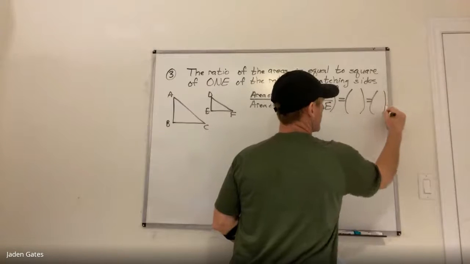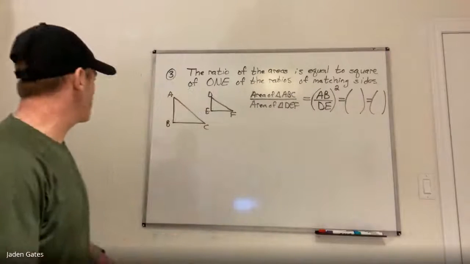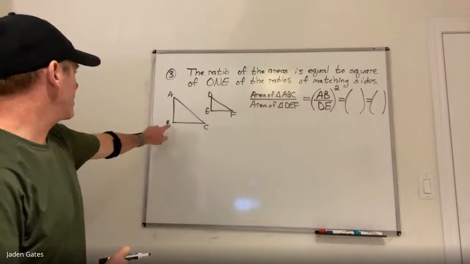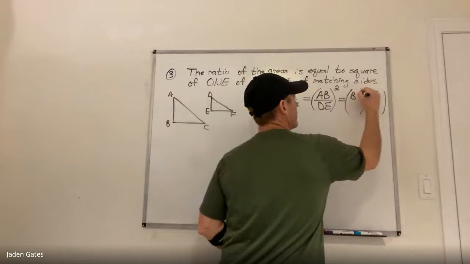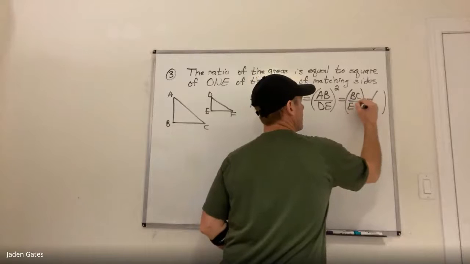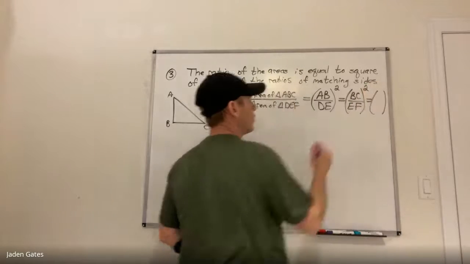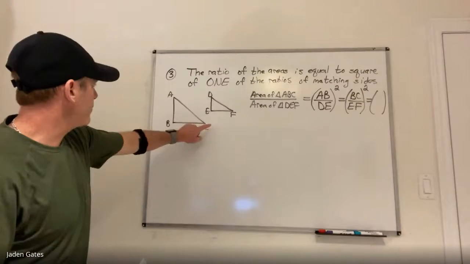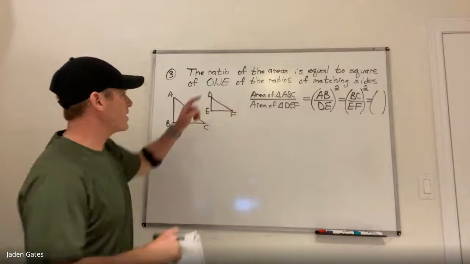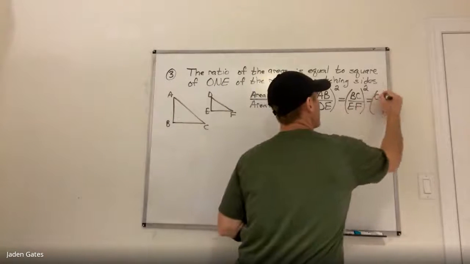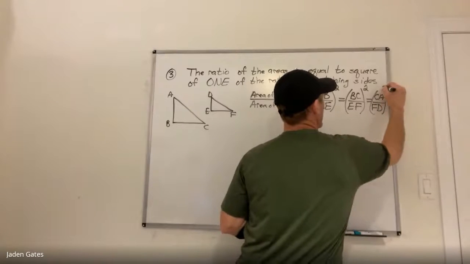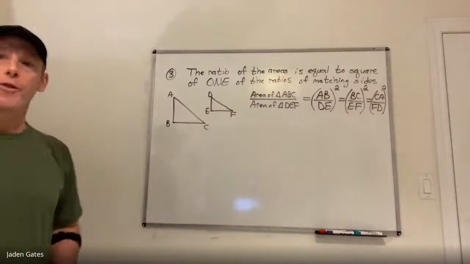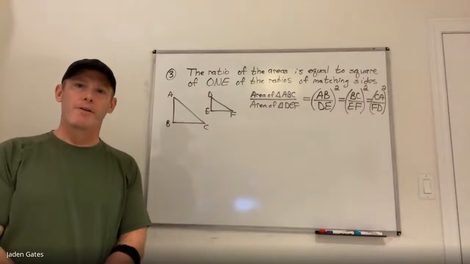So we got three sides, we got three ratios, and running a bit short of room here. But let's see, I could compare BC to EF, squared. Or the third side, so we have CA on the top here, FD on the bottom, and again, that would be squared. So those are our three properties of similar triangles.